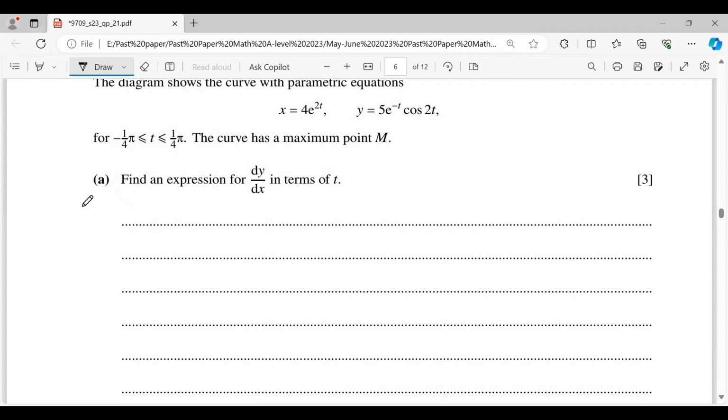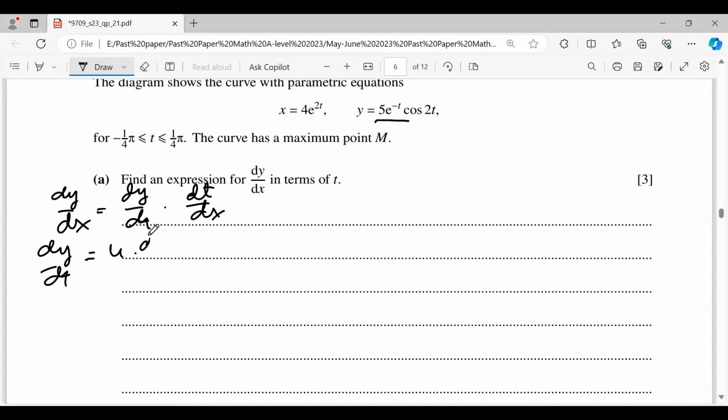I'm going to use this derivative: dy/dx equals dy/dt times dt/dx, because there are two equations here, right? Firstly, I'm going to find dy/dt. For dy/dt, I'm going to use the product rule: u times d/dt of v. This one is u and this is v. u is 5e^(-t), while v equals cos 2t, right?